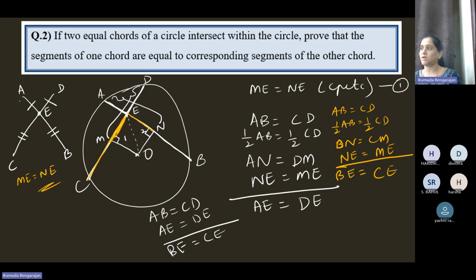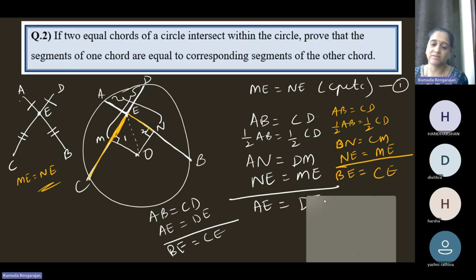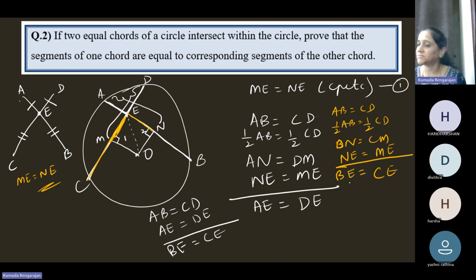So you can still go either way. If you write one particular half, you should add the CPCT result. If you write the other halves, you should write that and the CPCT result and subtract. You add or subtract depending on which halves you have written. So you got BE equals CE.